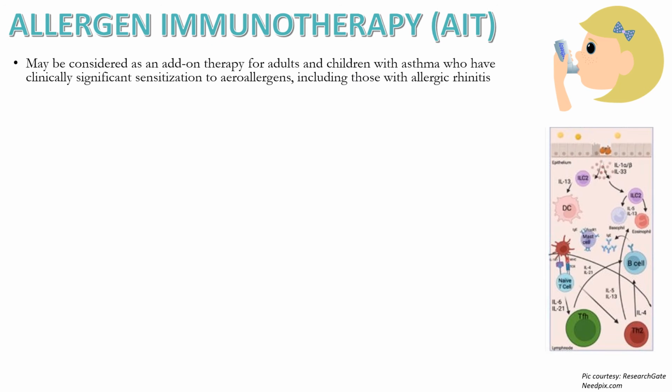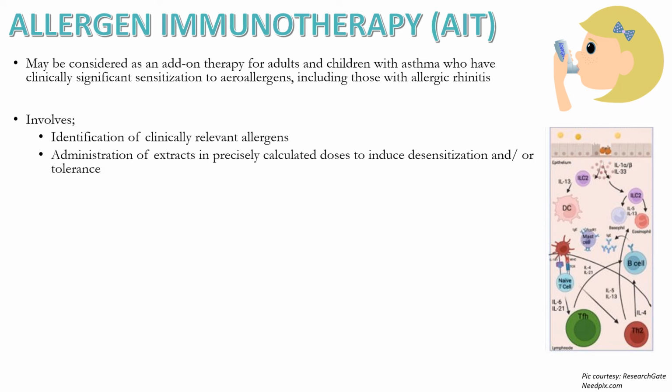Allergen immunotherapy may be considered as an add-on therapy for adults and children with asthma who have clinically significant sensitization to aeroallergens, including those with allergic rhinitis. In this, we are basically administering very small doses of allergen to sensitize the patient so that he develops antibodies against the same, and he develops immune tolerance against the same. So it basically involves identification of the clinically relevant allergens and administration of extracts in precisely calculated doses to induce desensitization and/or tolerance.